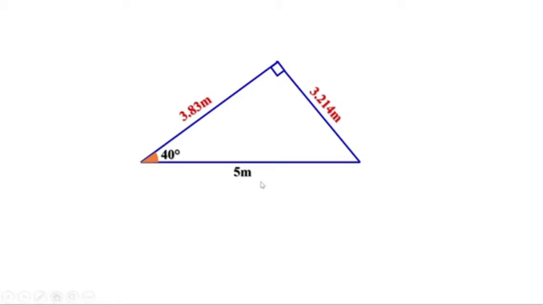Then how to find? We can say that the third side, the 40 degree opposite side, is 3.214 meter and the 40 degree adjacent side is 3.83 meter. That is, sin 40 is 0.6428. Then how to find the 40 degree opposite side? Sin 40 into 5, that is 5 into 0.6428 is 3.214, and cos 40 into 5 is 3.83.